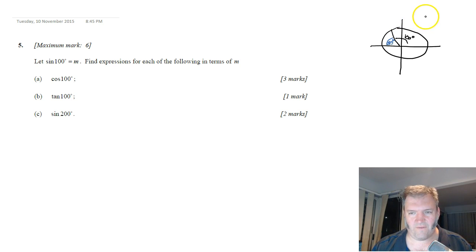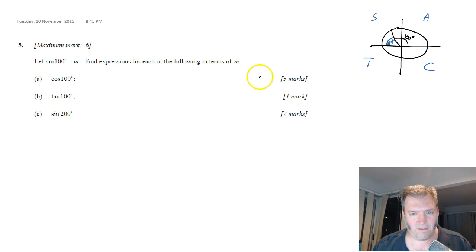Well, we know where functions are positive and negative, but remember, All Students Take Cola is one mnemonic I've heard. Anyway, it's 80 degrees away. So sine of 100 equals m.